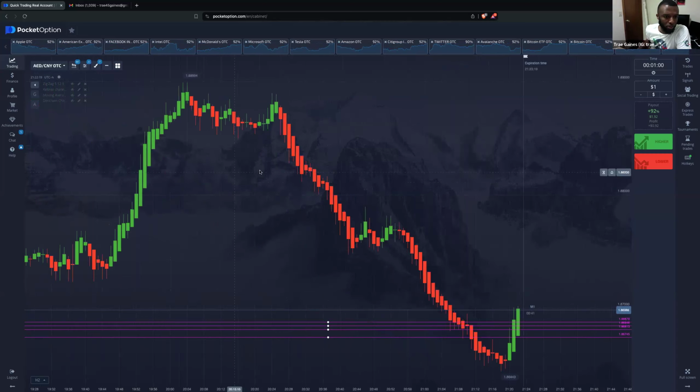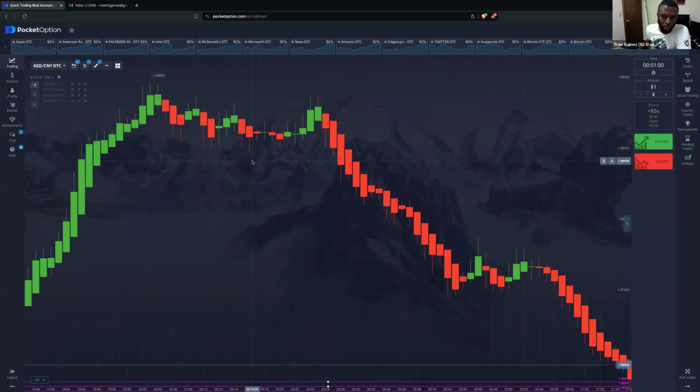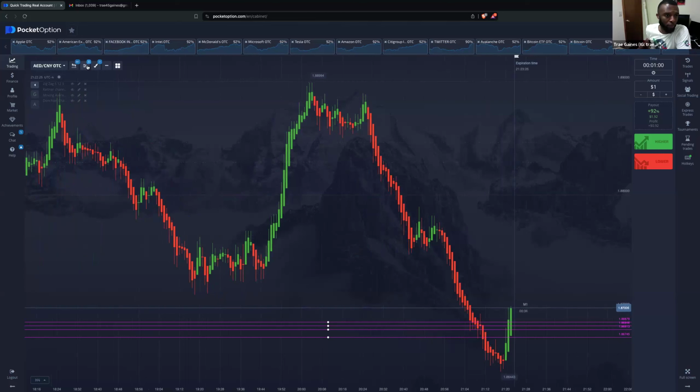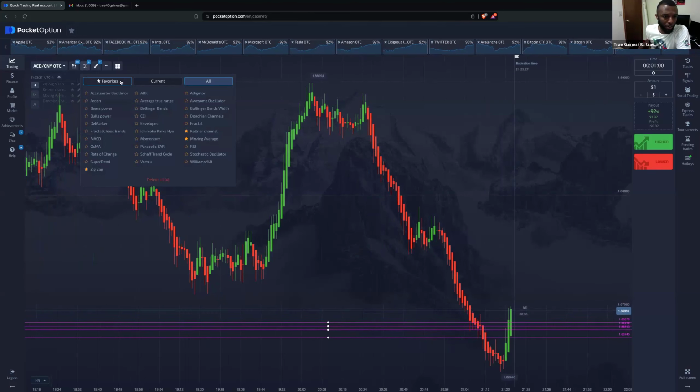All right, so we got the three types of candles. Now let's put our indicators on there. Like I said, this is a quick run through.